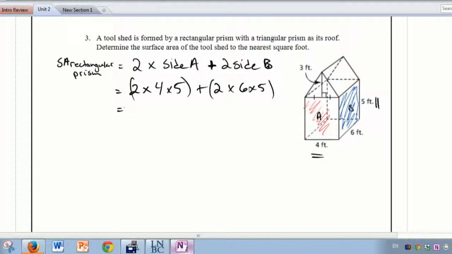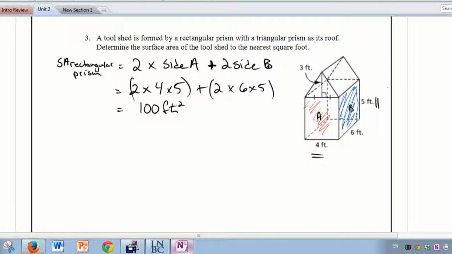So 4 and 5 gives me 20, times 2 is 40. 6 times 2 is 12, times 5 is 60. All in total, we're going to end up with 100, and in this case, feet squared. Everything's in feet. So that's going to give us the surface area of the 4 sides of that shed.